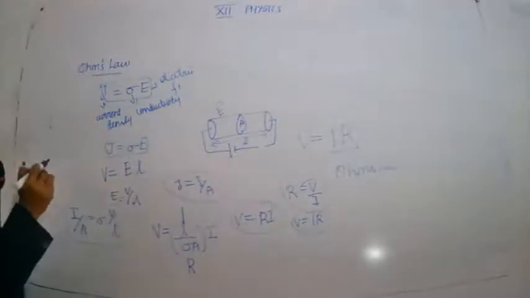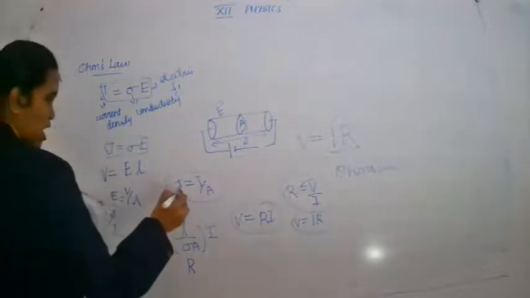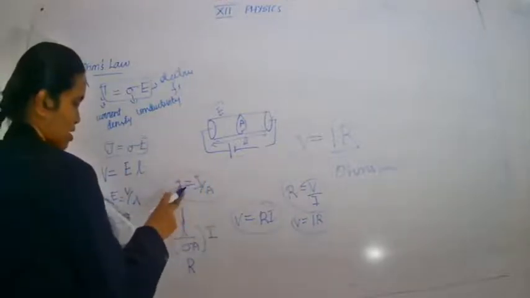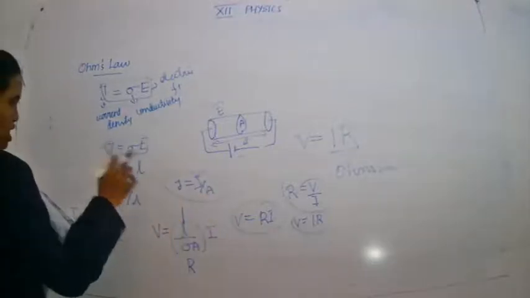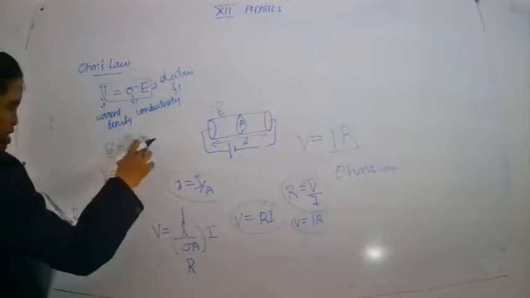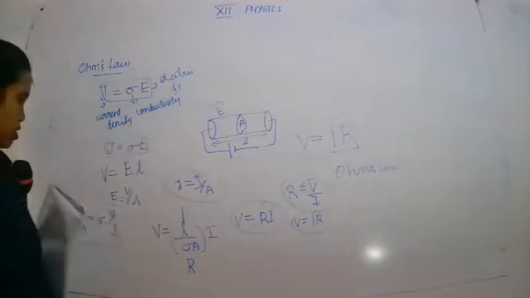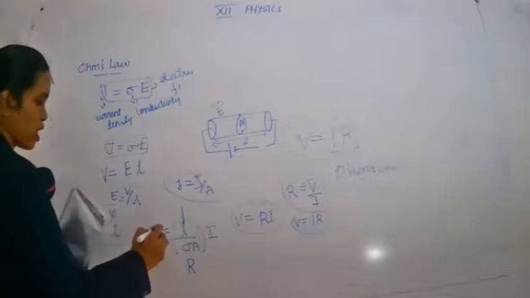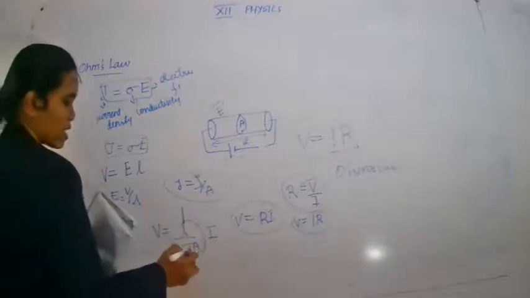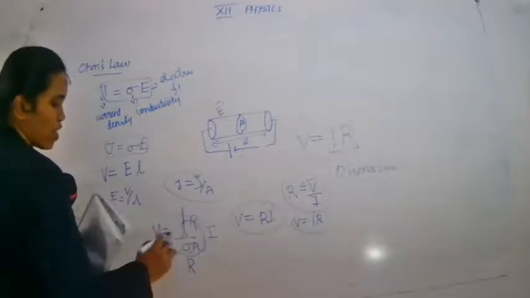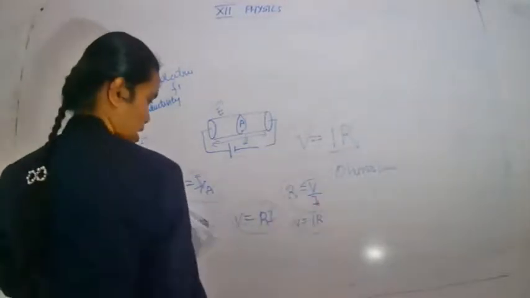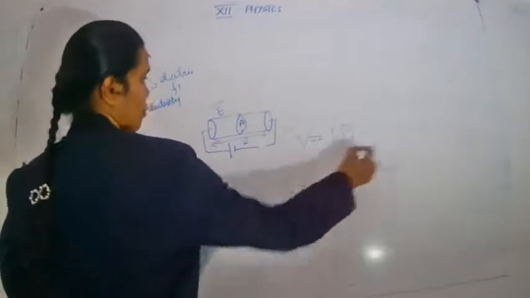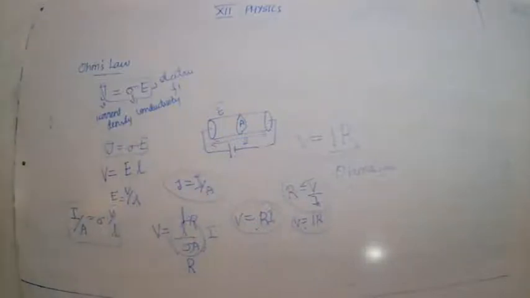So E equal to V by L. We already know that J equal to current by area. Current density is equal to current by unit area. So apply here J equal to I by A, sigma E, where E is V by L. So it is converted in this form, V equal to L by sigma A into I. This L by sigma A is the resistance. So V equal to IR. You can also write R equal to V by I. So V equal to IR is the Ohm's law. Have you understood?